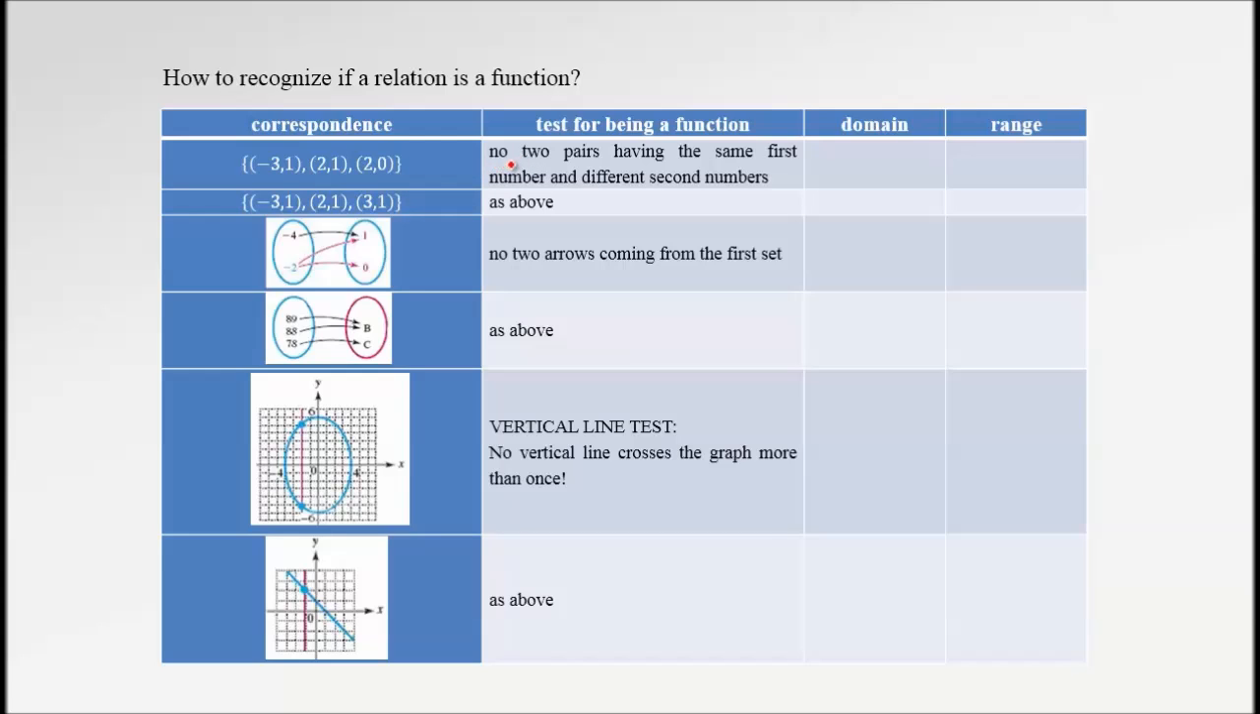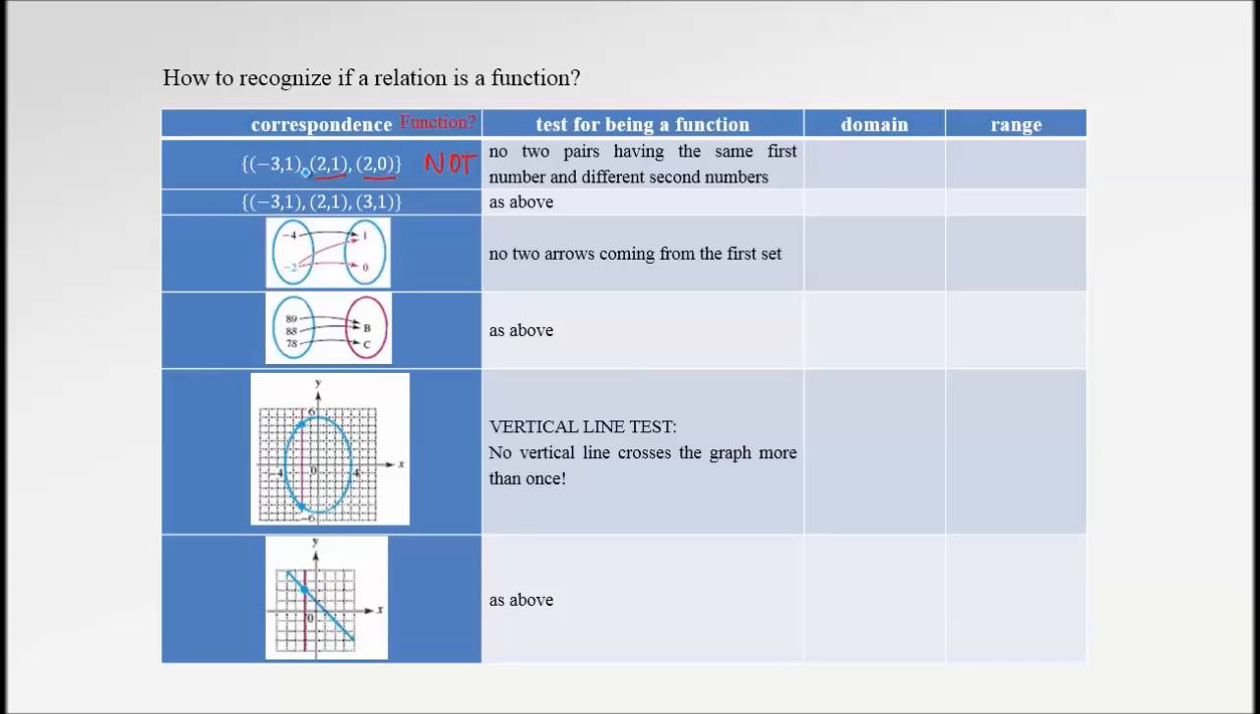So we must have no 2 pairs that will have the same first number and different second number. But in this case, we have 2 pairs with the same first number, the same input, and 2 different outputs. So that makes it not a function. So I will just write not a function.